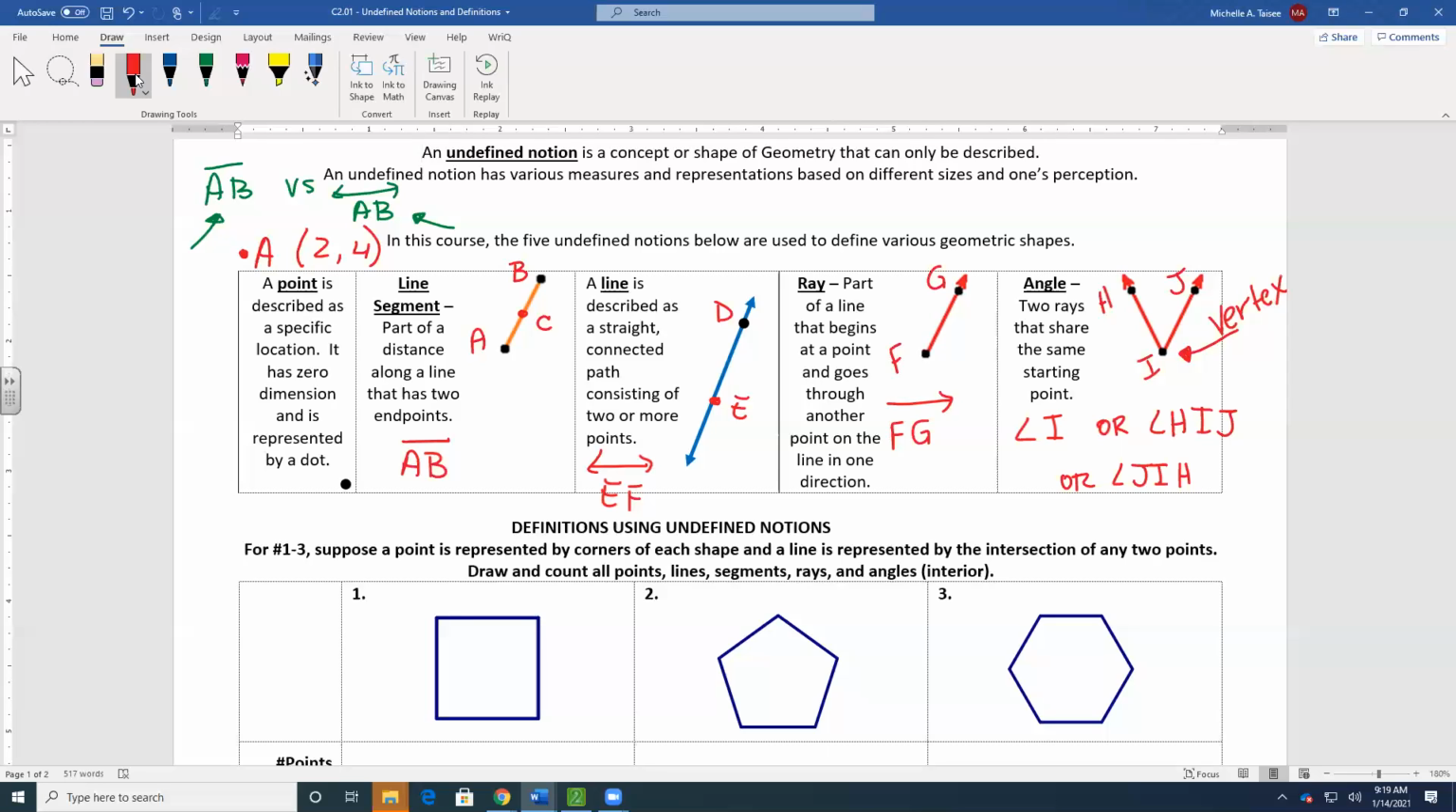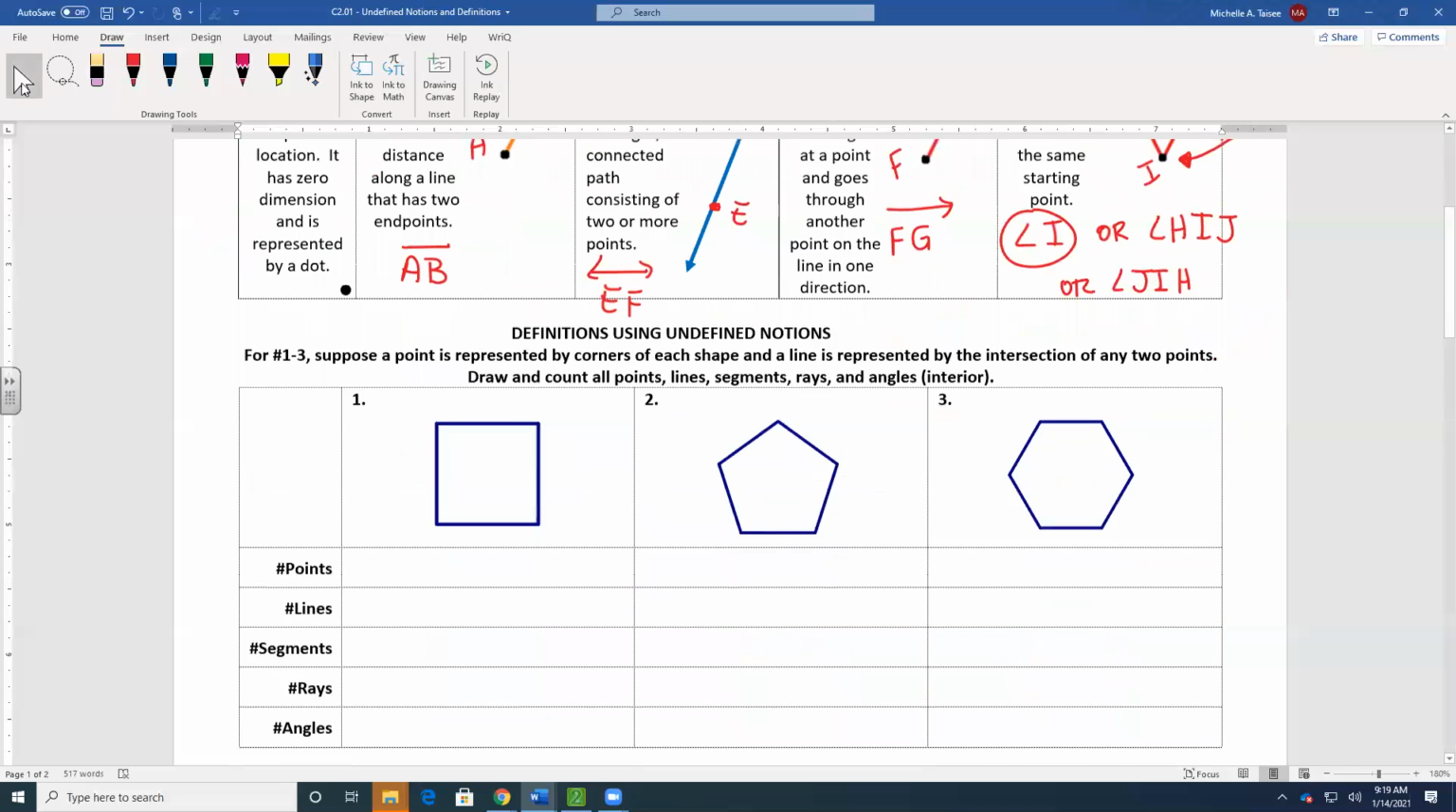And the order of the letters makes a difference. We're going to get a little bit further on and talk about angles. Angle I is the simplest way to write the angle, but it's not always the best way to write an angle. So it depends on how many angles I'm looking at. Okay. How are we doing so far? Great? Great. Nothing too crazy, right?